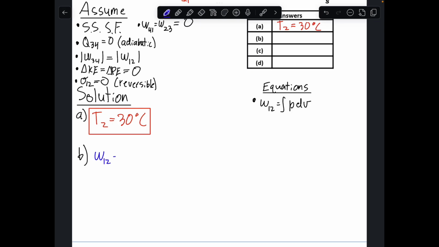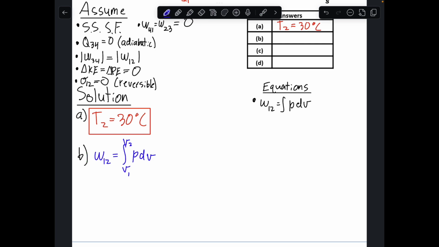Work from 1 to 2 is going to be equal to the integral from V1 to V2 of P with respect to V. And in this case, I'm writing it as specific work, so this is a lowercase w here, with respect to specific volume. And at the end, we can get the total work by multiplying by our m dot term that we are given. But for now, let's just focus on the specific work here.